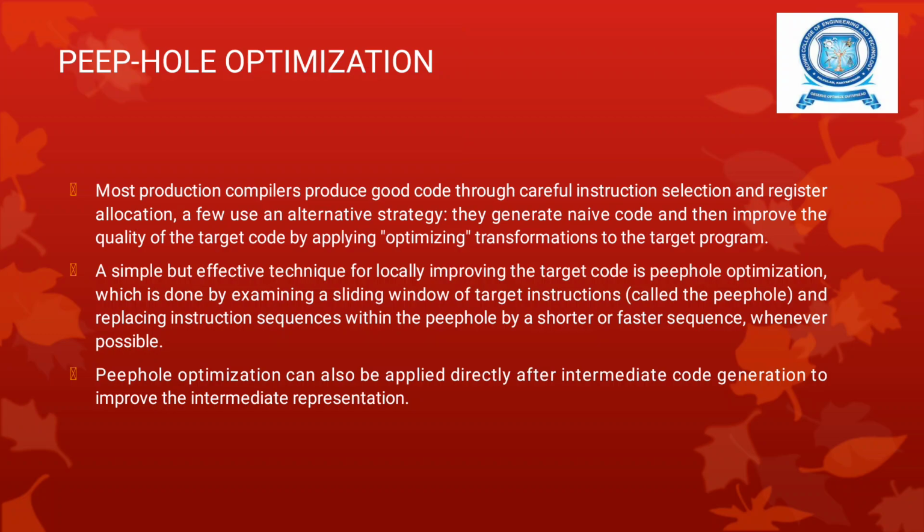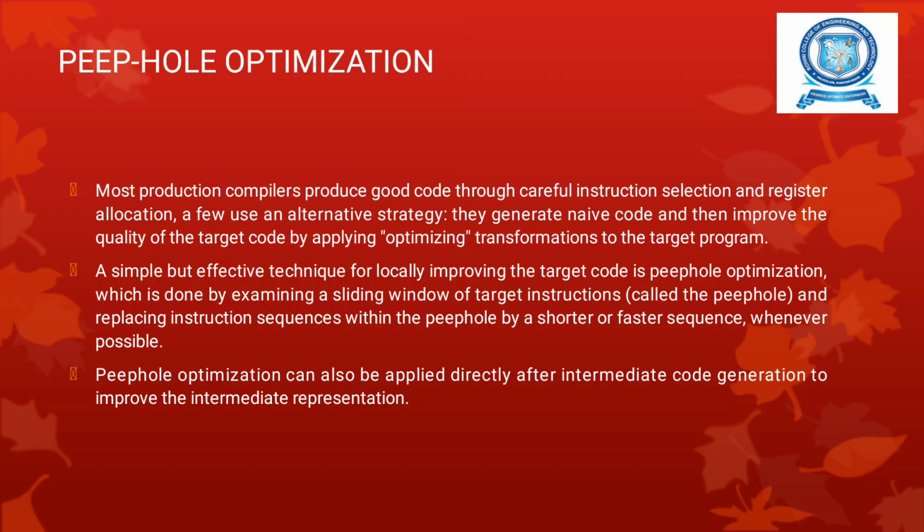The instruction selection and register allocation of the code have to be handled very carefully, and they generate the naive code and then improve the quality of the target code by applying optimizing transformations to the target program. A simple but effective technique for locally improving the target code is peephole optimization, which is done by examining a sliding window of target instructions.